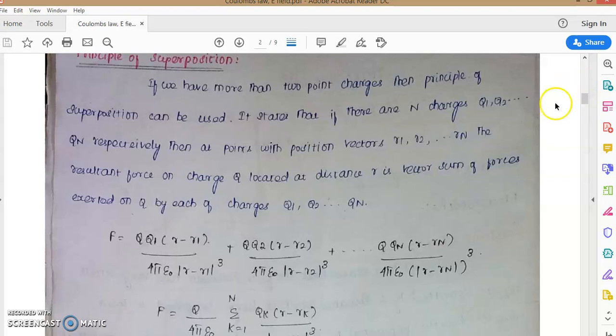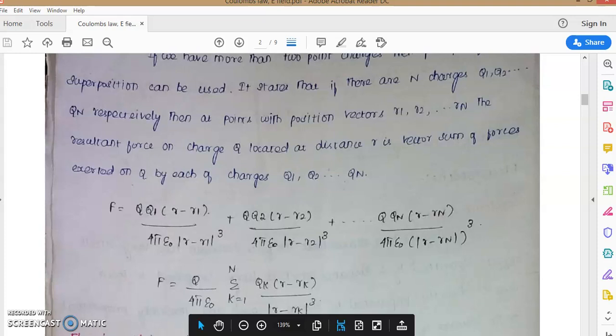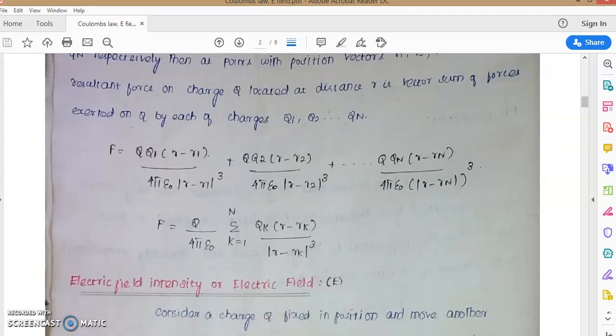So the resultant force on charge q, which is located at a distance r, let us take a charge q separately located at one particular distance. Now we are going to calculate the force with respect to q1 on q, similarly q2 on q, etc. up to qn on q. What will be the formula here, which is nothing but the vector sum of forces exerted on q by each charge. That is, each and every charge will be contributing towards q, so we have to add up all the forces. Let us see the formula here.